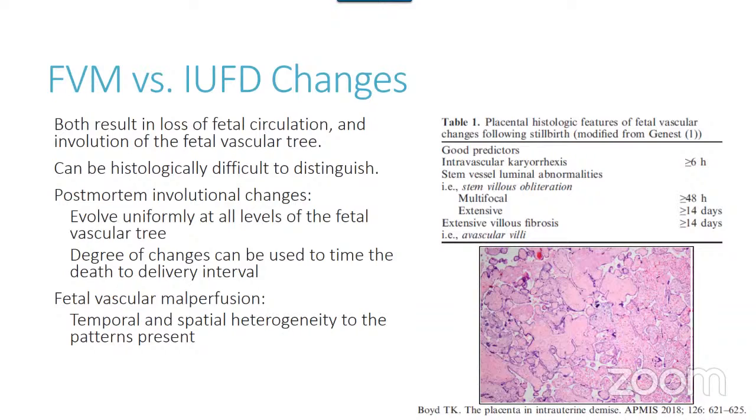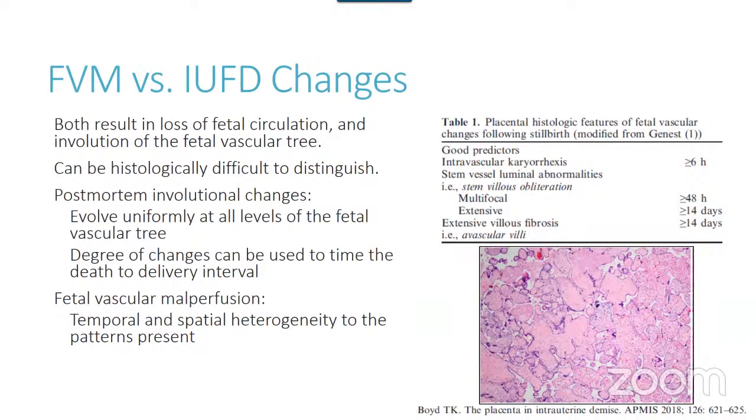So the involutional changes you'll see in the placenta as you're looking at your various sections will be fairly uniform across all the levels of the fetal vascular tree. So as I go from my A3 to my A4 to my A5 section, they're all going to have the same level of involution, whether that's avascular villi or villostromal vascular karyorrhexis, the degree of stem vessel obliteration, it will all be fairly similar throughout.